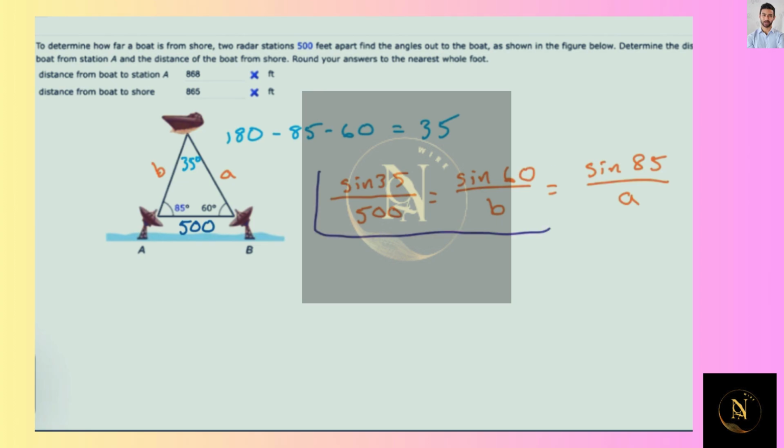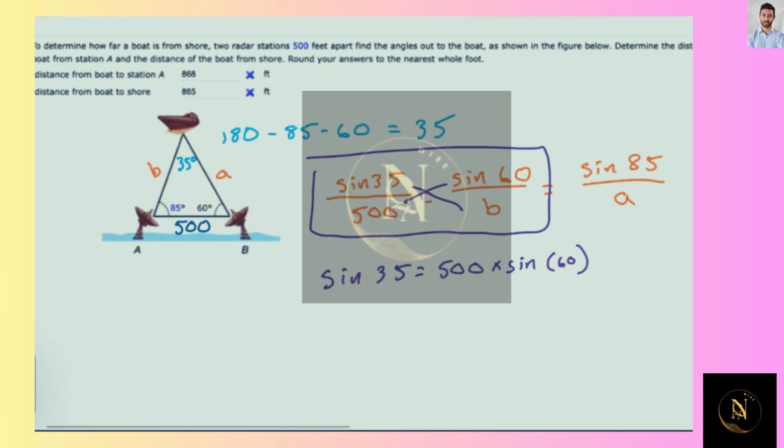Now I can just use a proportion to solve. If I look at this one here, I can cross multiply. So sine of 35 times b is equal to 500 times sine of 60. I forgot the b. Then to solve this, I divide by sine 35, so I have 500 sine 60 over sine 35.